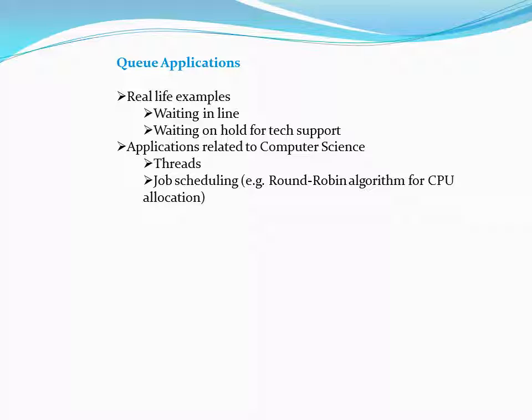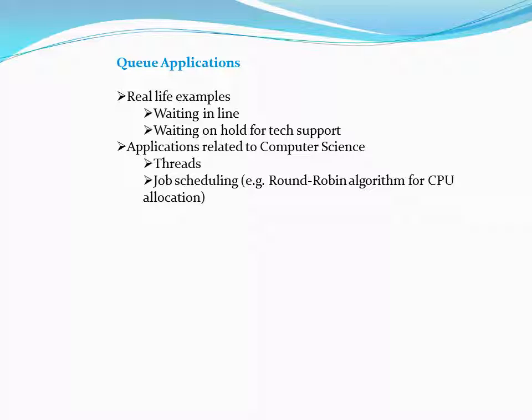What are the applications of a queue? As we discussed, applications of a queue can be divided into two categories. One is real-time applications and the other is computer-oriented applications. In the real-time applications, we represent a queue as a line, and the next one is waiting on hold for tech support. Applications related to computer science include threads. All the Java programs are executed by threads or in the OS.